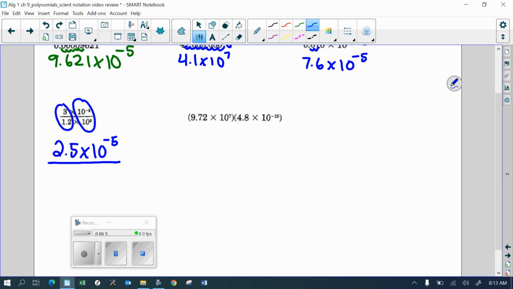And there's my answer. Why can I be satisfied with that answer? Because this first number is between or from 1 and less than 10. If it wasn't, I'd have to move the decimal to make it that way. And that's an example of this one right here.